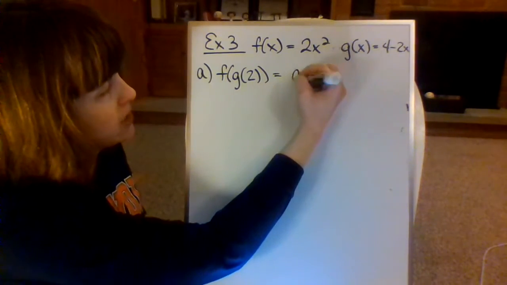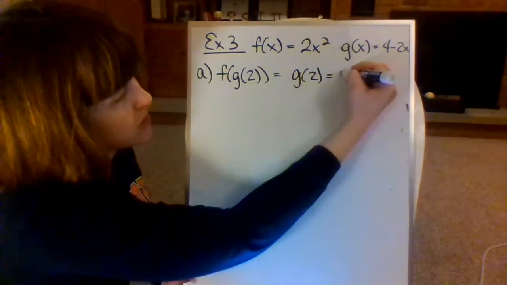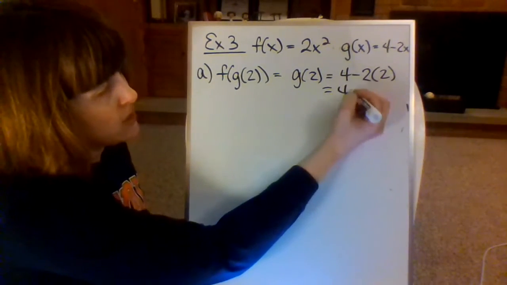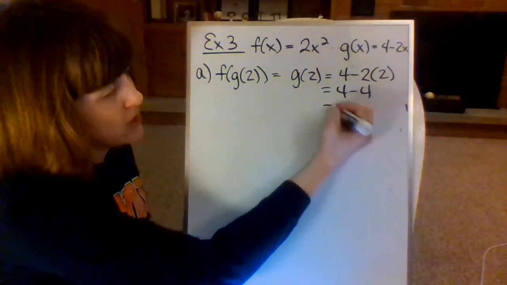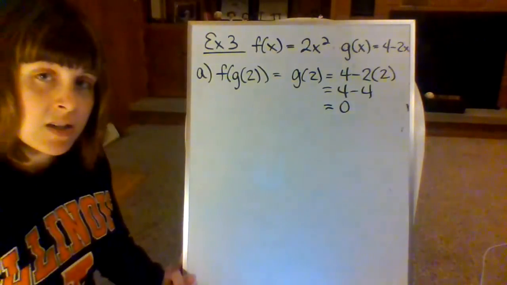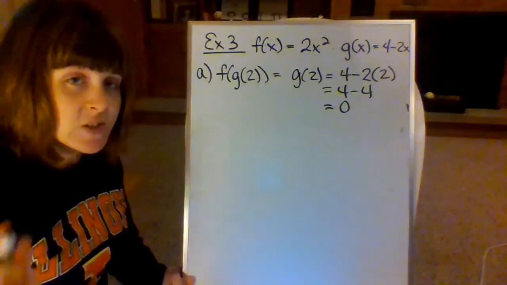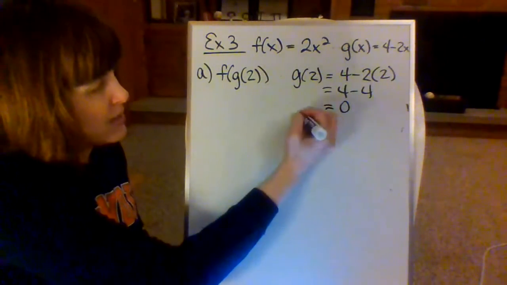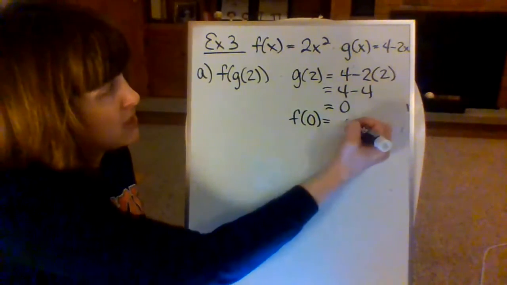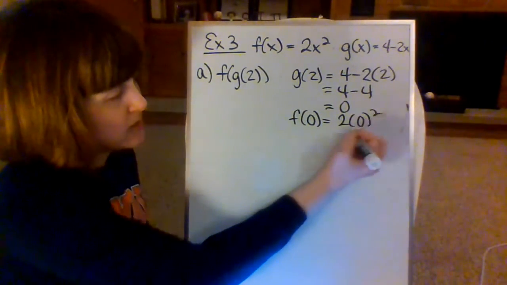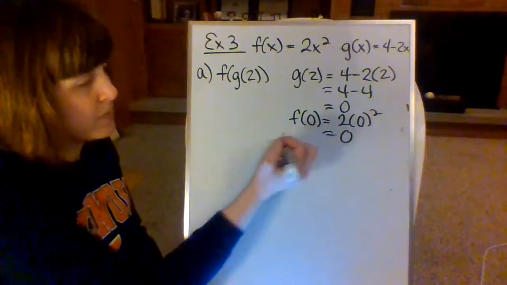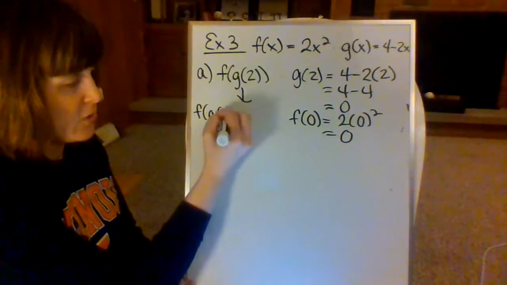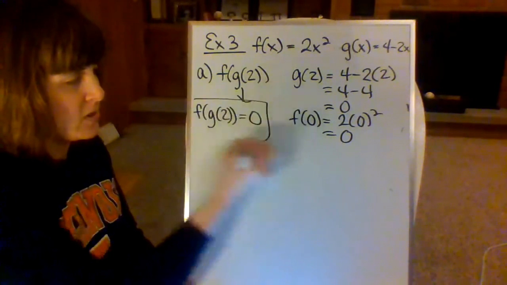Okay, so we're going to have g of 2 equals 4 minus 2 times 2. So 4 minus 4 is 0. Okay, now we're going to take that answer 0 and plug it into the f function. So f of 0 is 2 times 0 squared, and we all know that that's going to be 0. So f of g of 2 equals 0.